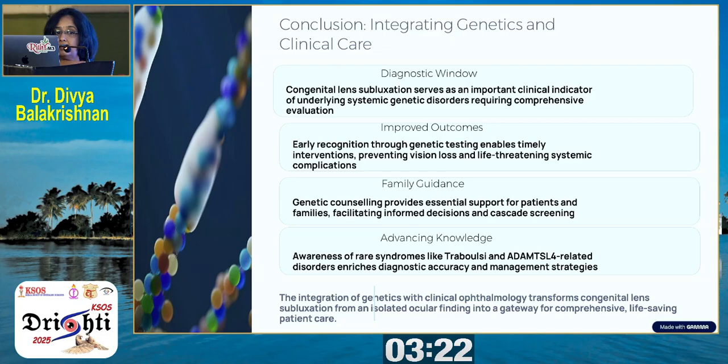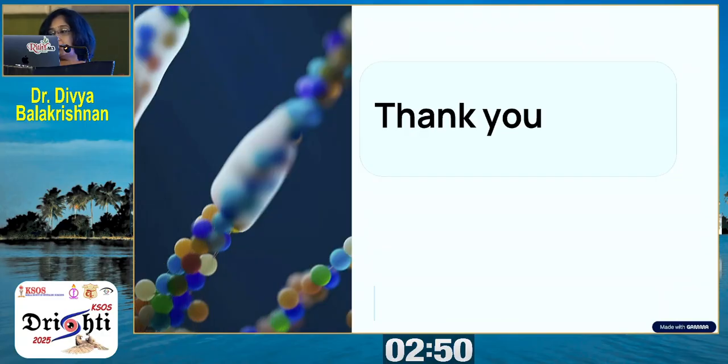So it is not just an ectopia lentis; it has opened up a diagnostic window. It is a very important clinical indicator of the underlying systemic genetic disorder, and early intervention would help us provide a better life for these kids, tackle the systemic complications, and also help with genetic counseling. So the integration of genetics with clinical ophthalmology transforms the congenital lens subluxation from an isolated ocular finding into a gateway for comprehensive life-saving patient care. Thank you.